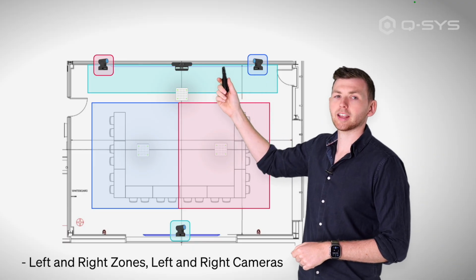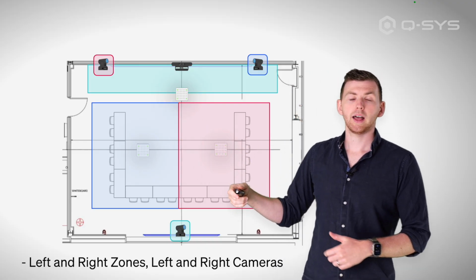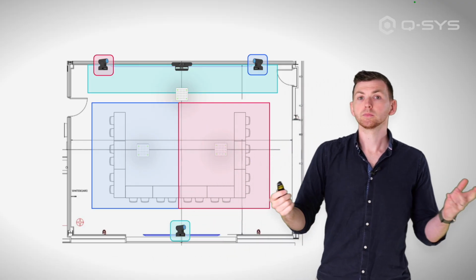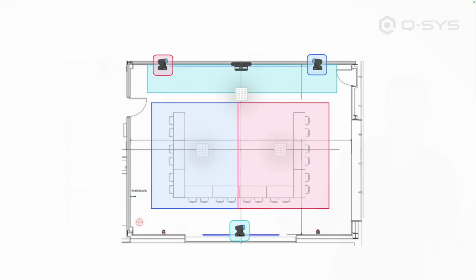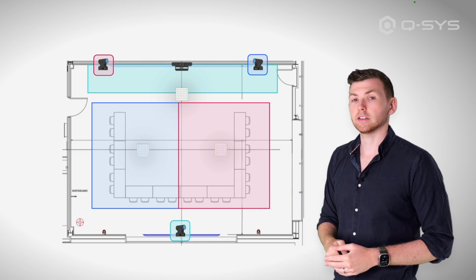So here, this camera would cover all of these people, this camera would cover all of these people, and still the same thing with the presenter camera covering the presentation area. Now let's go back to that first room and see how this extra hardware we've added plays out and how we can use it in the first config.